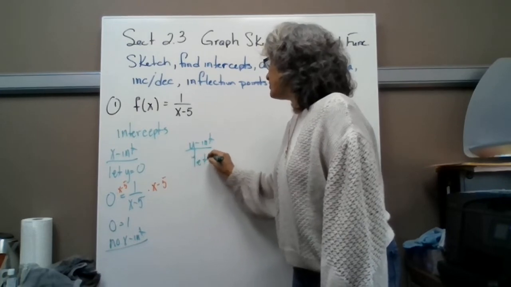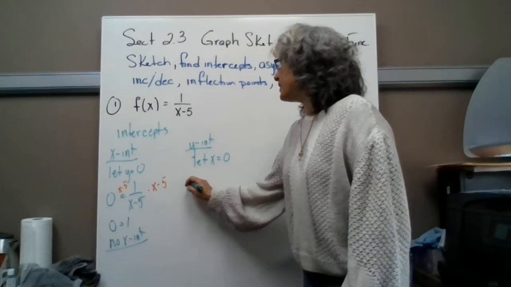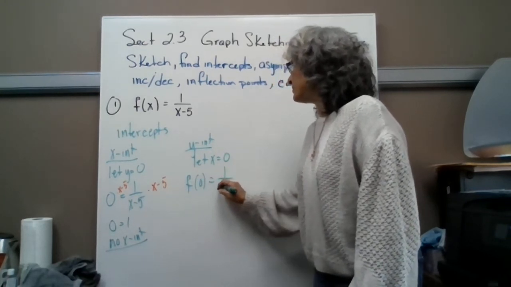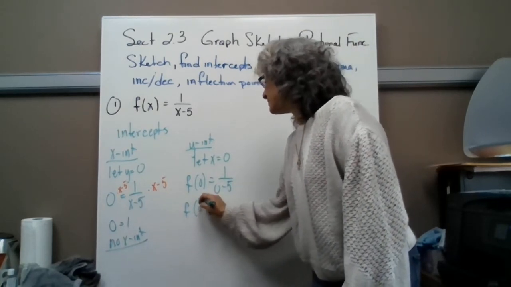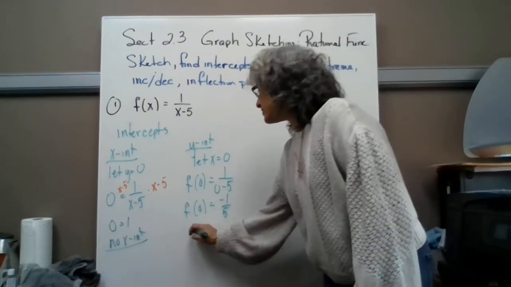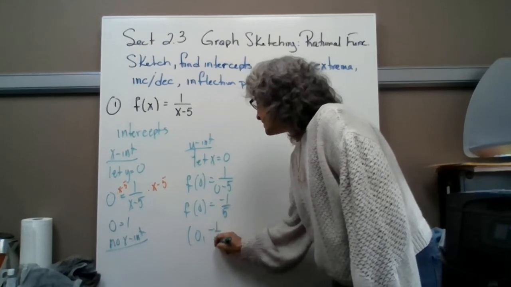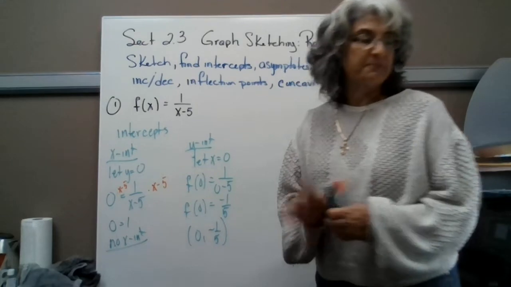Now let's see about the y-intercept. To find the y-intercept, we let x equal 0, which means we end up with f of 0 equaling 1 over 0 minus 5, which means we end up with negative 1/5. So in this particular case, I do have a y-intercept. It is the point (0, negative 1/5). Okay, done.